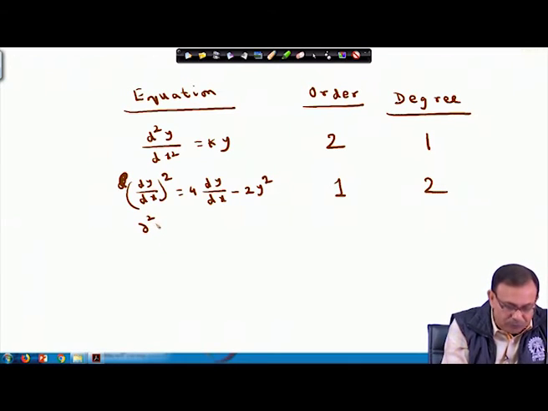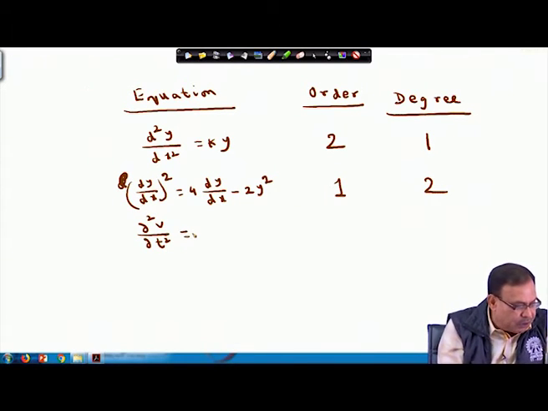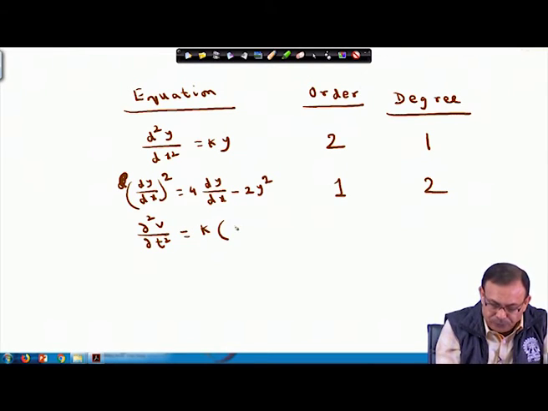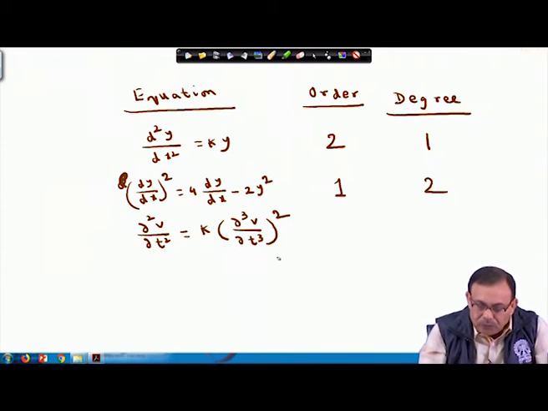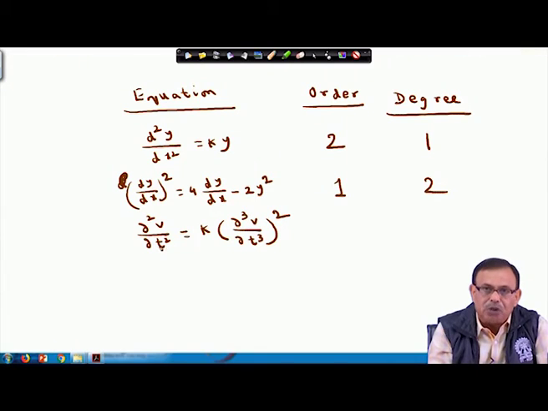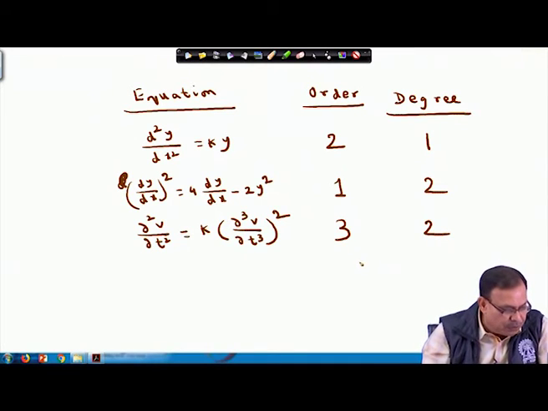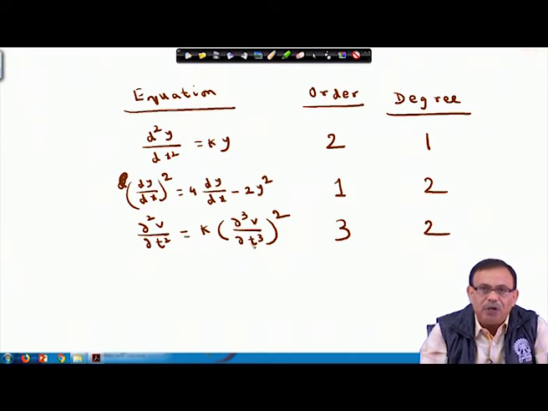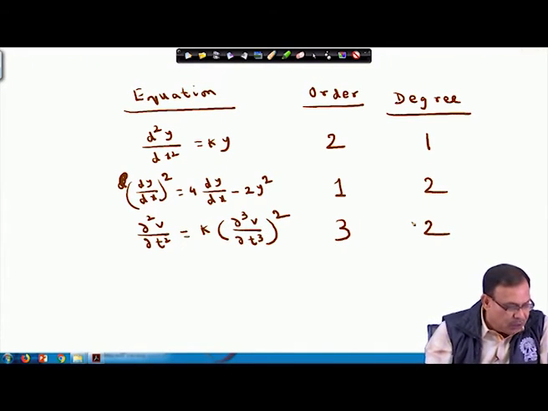You see this one: ∂²v/∂t² equals k into (∂³v/∂t³)². So, what is the highest order appearing? That is third order, because you have ∂²v/∂t² and you have ∂³v/∂t³. So, the order of this equation will be 3, whereas the degree will be, what is the degree of the highest order? Degree of the highest order derivative is 2. So, we are writing that for this equation the order is 3, but the degree is 2.